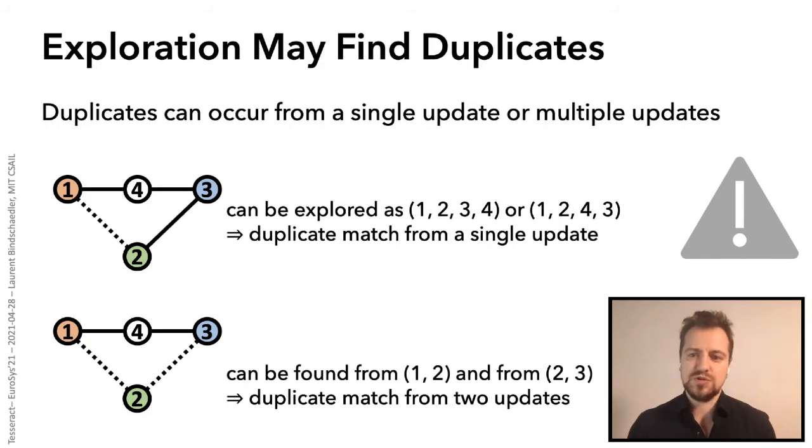So one challenge with this update-based exploration that I described is it's quite easy to end up with duplicate matches. These are undesirable both from a correctness and from a performance standpoint. So here are two examples of what can happen. The first example is for a single update and is essentially a situation where the exploration order could differ. So you could find the graph on the top left here either as 1, 2, 3, 4 in this order or as 1, 2, 4, 3 in this other order. Same subgraph, but it would be explored twice. It would be outputted twice.